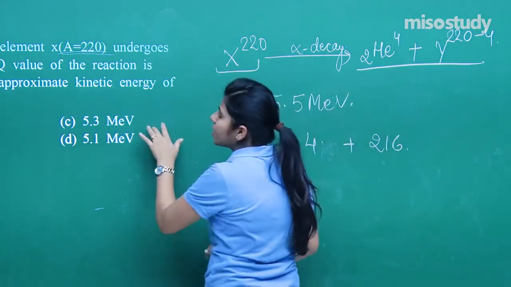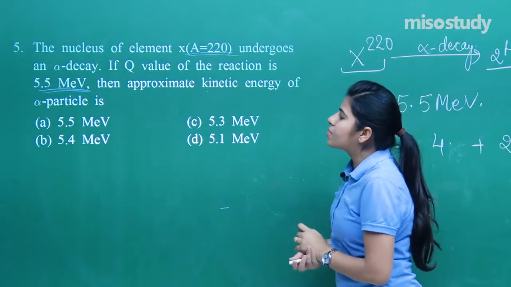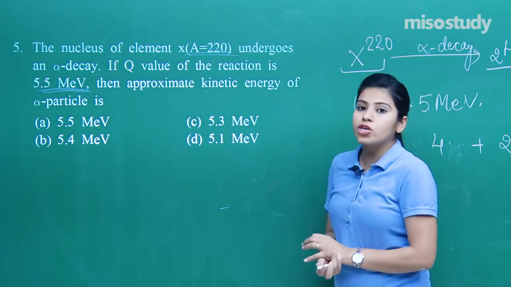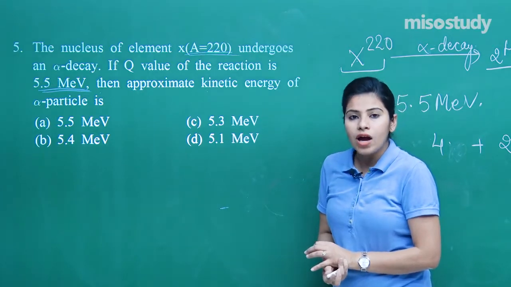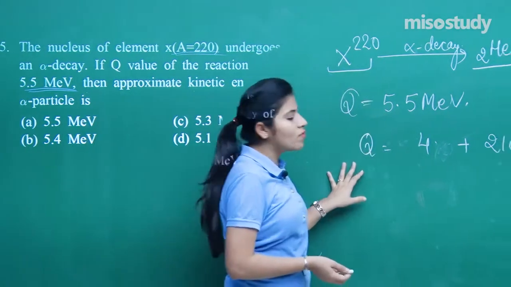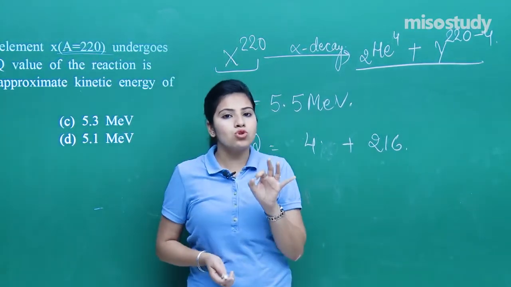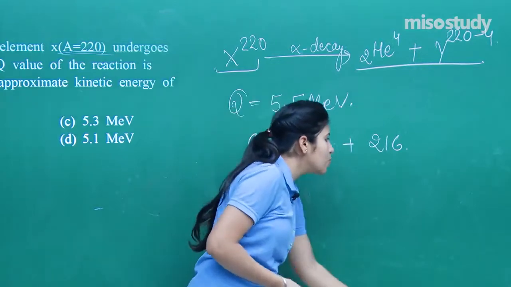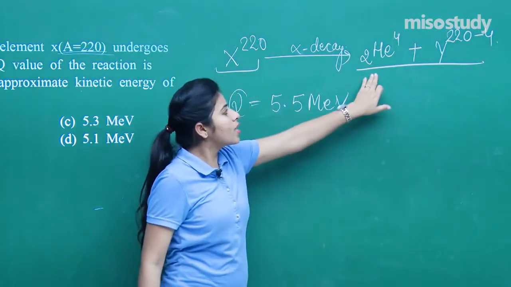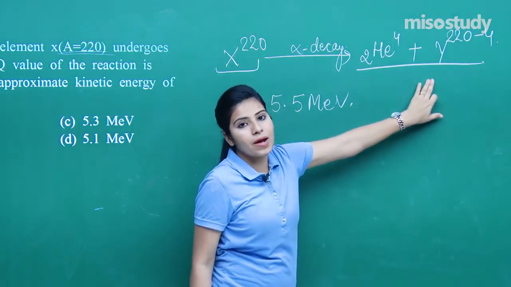Now what we will see here, we have been given the mass number 220 in the case of alpha decay, and we have been given the Q value. If we use the Q value, we will write 5.5. Let me just remove this and start again. We know that this is an alpha particle and this is the new product particle.